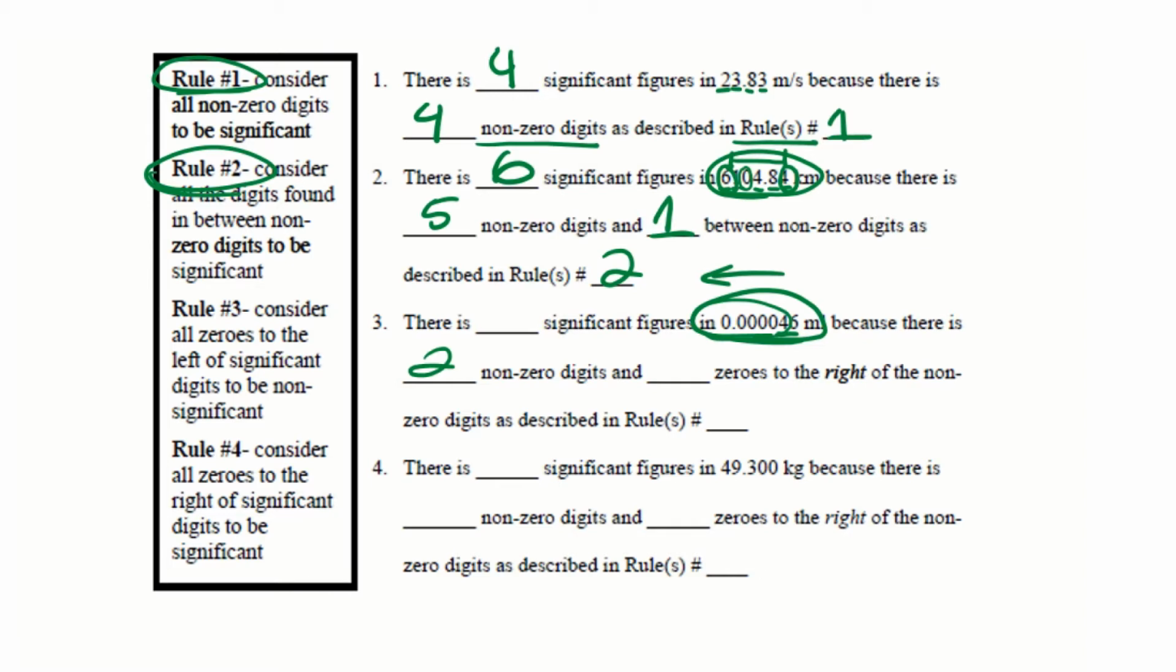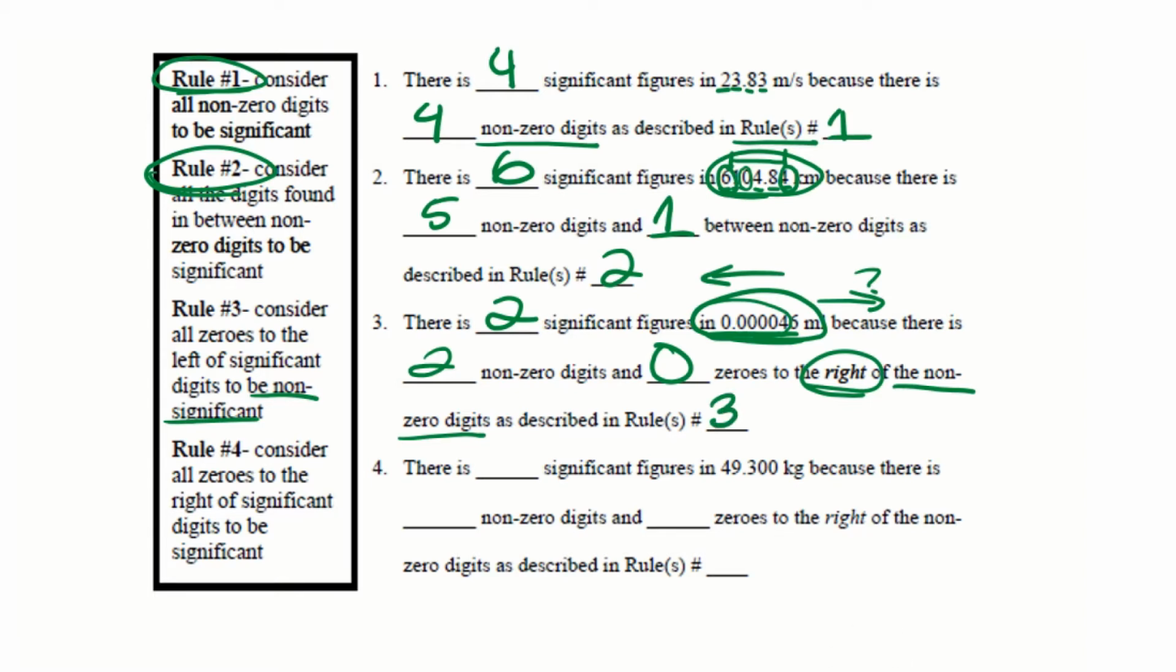Now, look at what it's asking though. It's saying there is blank significant figures because there is 2 non-zero digits and blank zeros to the right of the non-zero digits as described in this rule. So they're not talking about these zeros. They're talking about any zeros that are to the right. And we don't have any in this case, so that would be 0 of them. So in total, when we're adding the ones that are actually significant, then that would mean there is only 2 significant figures because the ones that are to the left are non-significant. Okay, so this is explained in rule number 3.